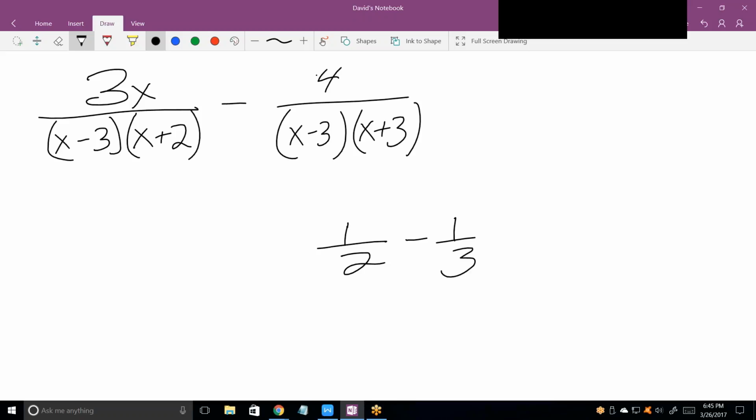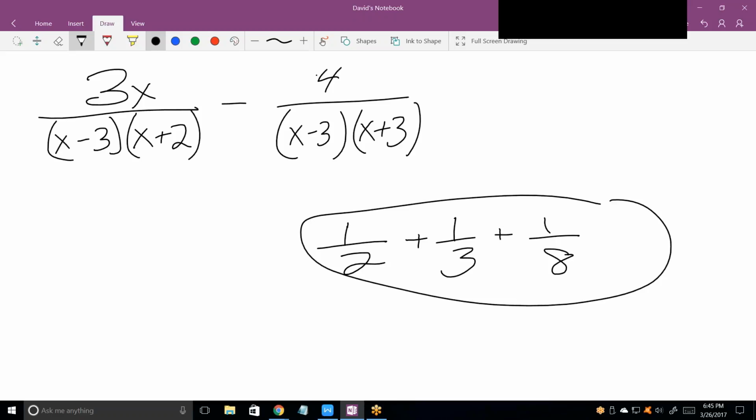I found, 2 times 3 is 6. Yeah, okay. So one way to get a common denominator is just to multiply the two denominators together. Okay? But you don't always have to do that. That's not always necessarily the easiest way. What's the common denominator between those three fractions?